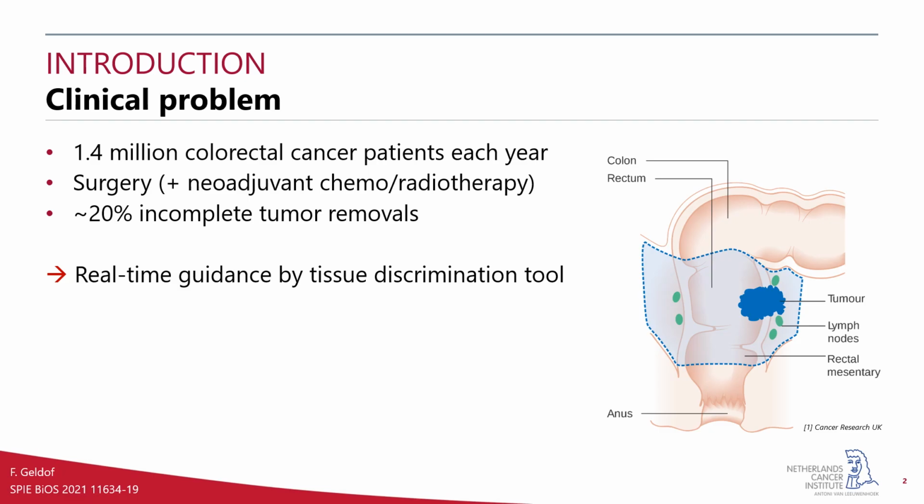In the image on the right side of the slide, you can see the tumor in blue. The blue dashed line indicates the desired surgical cutting plane. However, identifying tumor tissue during surgery can be very challenging. Currently, in up to 20% of the cases, the tumor is not completely removed during surgery, which leads to increased risk of tumor recurrence and decreased survival rates. Therefore, it would be of great benefit to have a tissue discrimination tool that can provide real-time guidance to the surgeons.